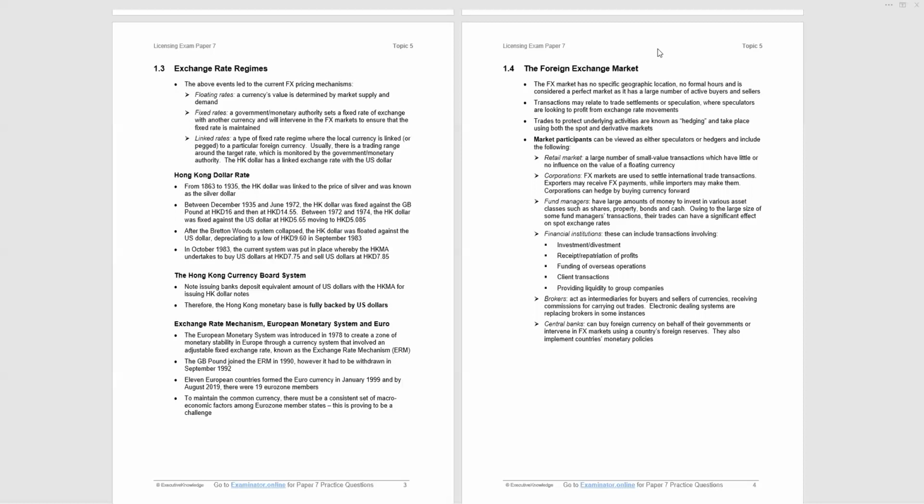Exchange rate mechanism, European monetary system, and the euro, again, that's very much history. Read through the points, but highly unlikely to come up in the exam.